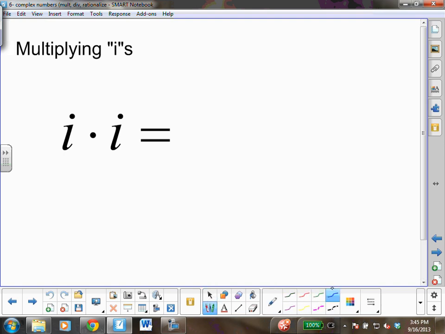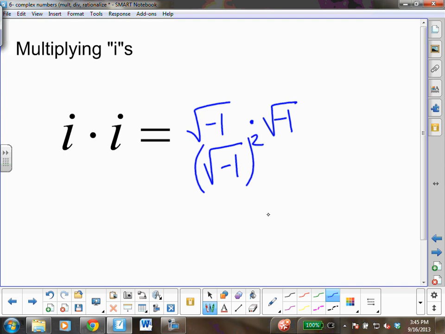So whenever we multiply i, technically what we are doing is saying the square root of negative 1 times the square root of negative 1. So whenever we multiply two square roots, remember it's like saying the square root of negative 1 squared. The square root and the square cancel, and you're just left with negative 1. So i times i, or i squared, is just negative 1.